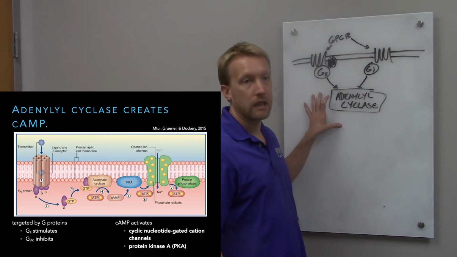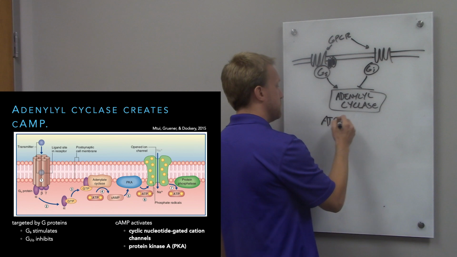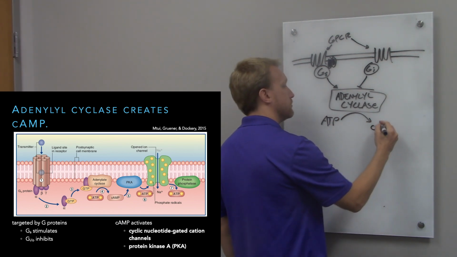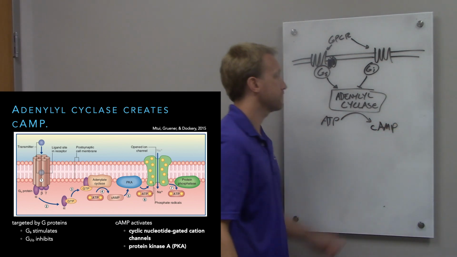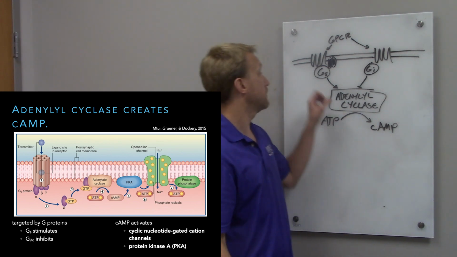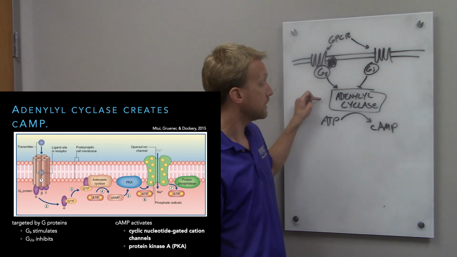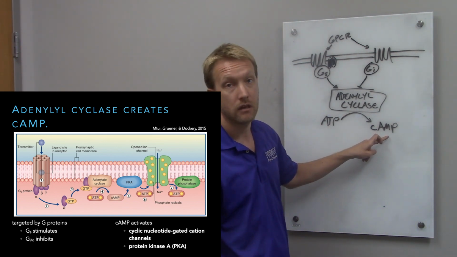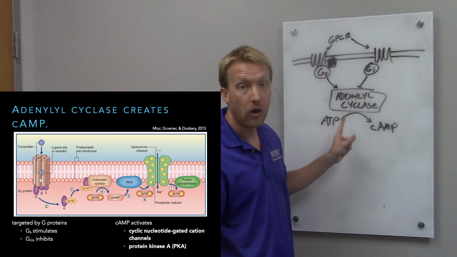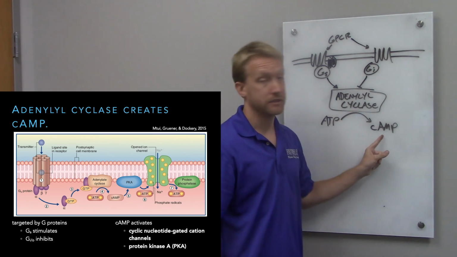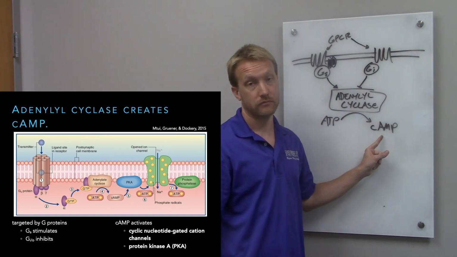This enzyme catalyzes the reaction where we take ATP and turn it into cyclic AMP. Now we've got our secondary messenger. So we've got a G protein. If it's Gs, it turns on adenylyl cyclase, increasing cyclic AMP. If it's Gi, it turns off adenylyl cyclase, decreasing cyclic AMP levels.